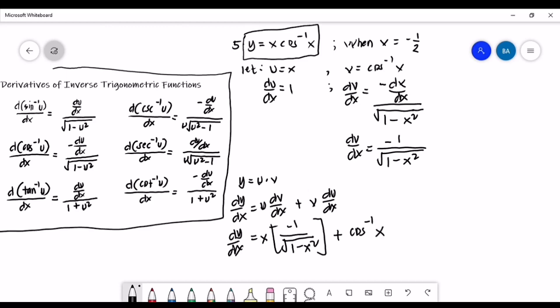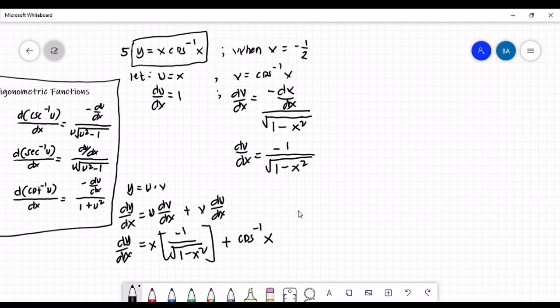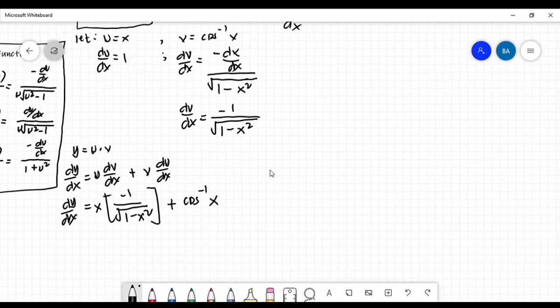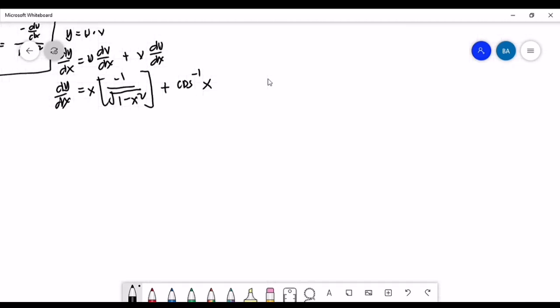So this is already, so now let's comply with the requirement: when x is equals to negative 1/2, what would be the value of dy dx. So we are going to find the dy dx when our x is equals to negative 1/2. What we need to do is just substitute this in here.